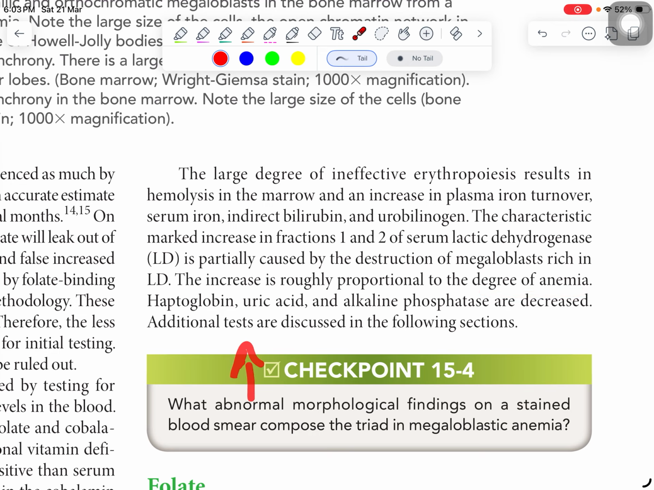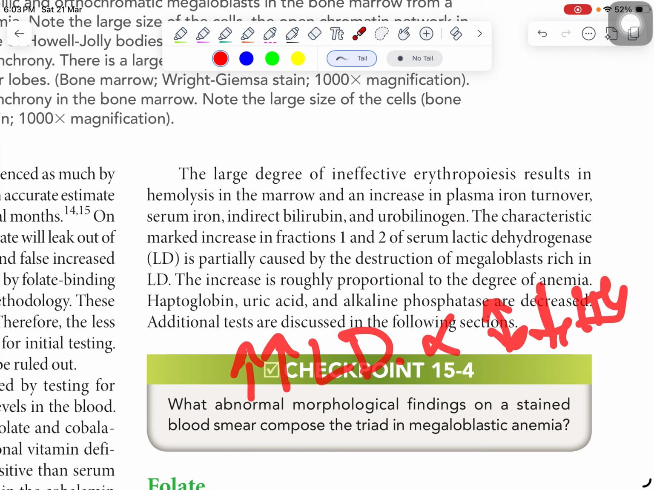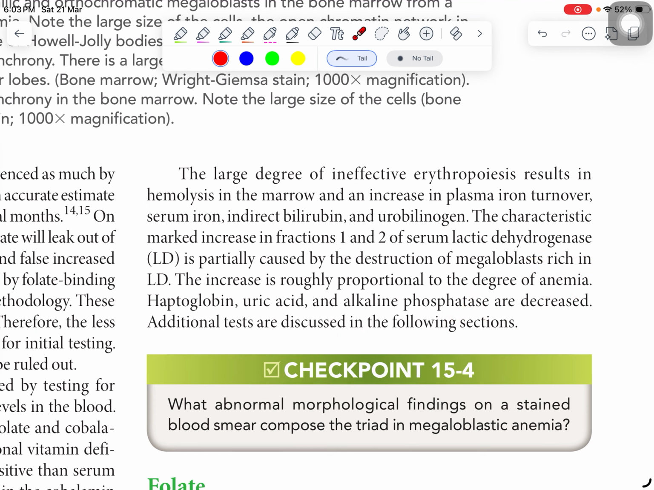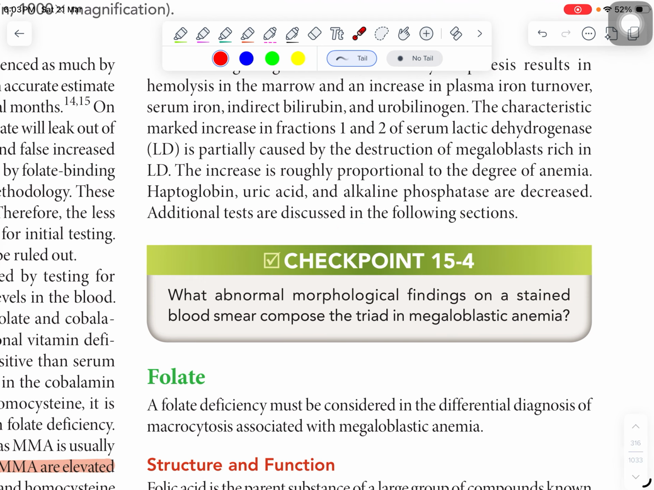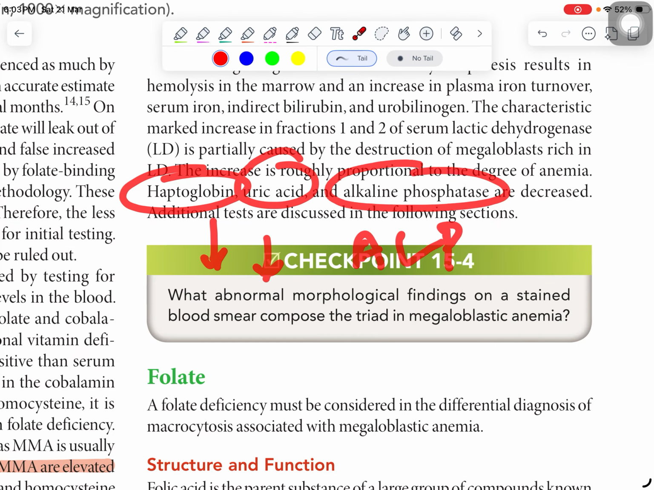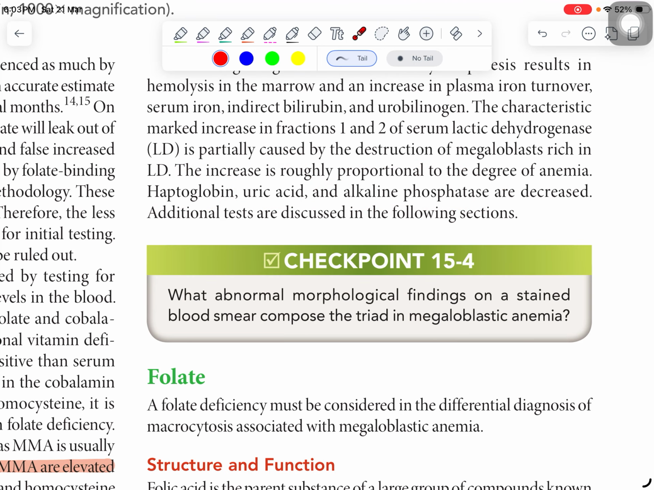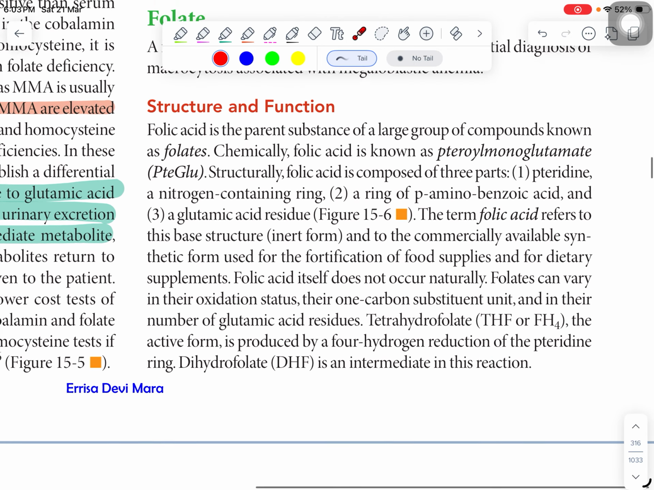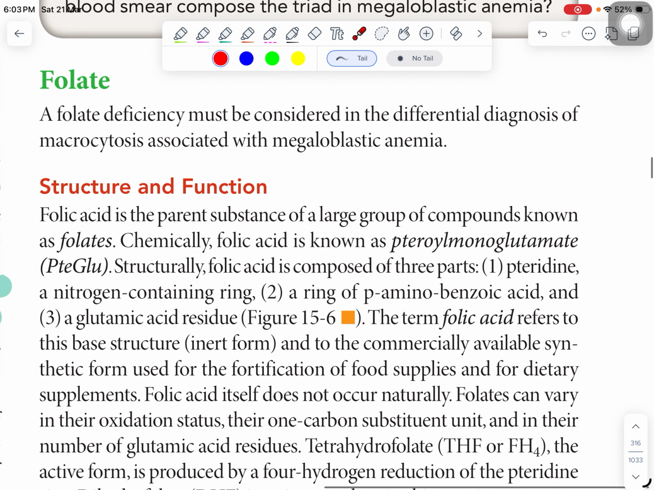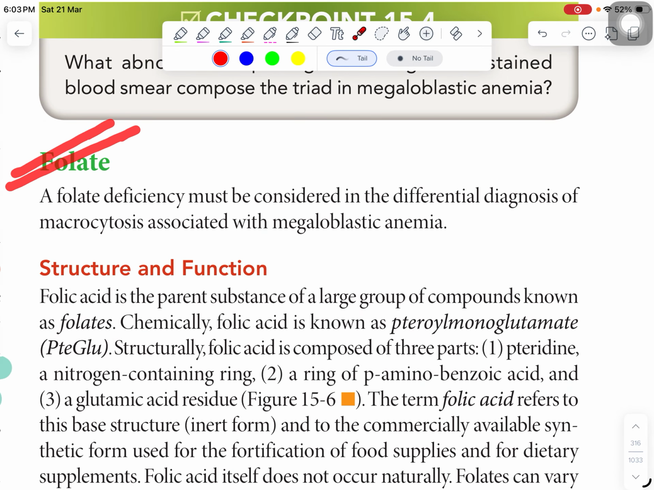So if LD is increased 2 folds, then Hb is also decreased 2 folds; that is, anemia increases by 2 folds. Haptoglobin, uric acid, and alkaline phosphatase are decreased. Additional tests are discussed in the following sections. In the next section, we'll discuss folate deficiency.